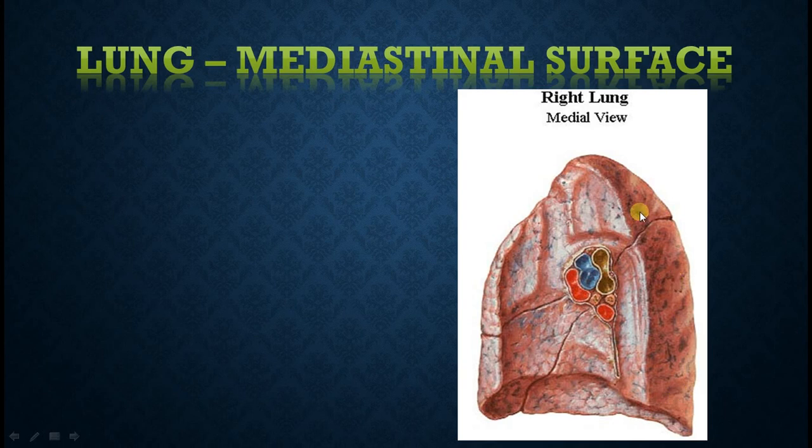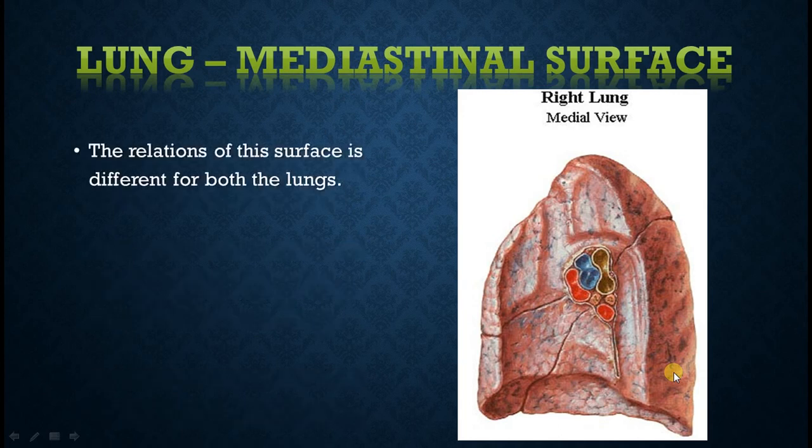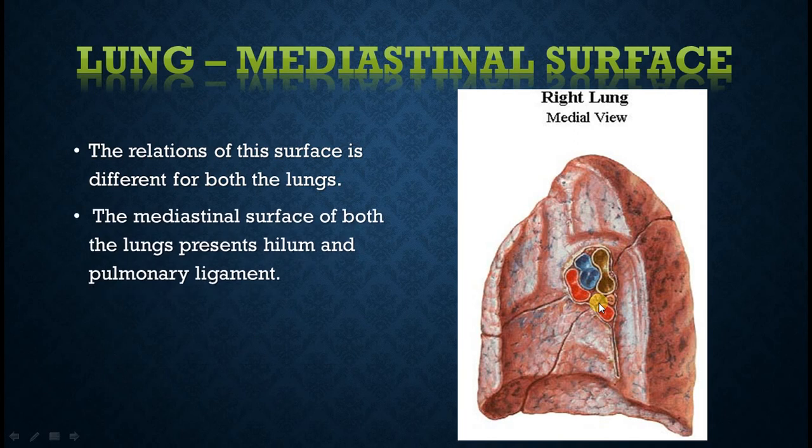The vertebral part, I told you, is related to the upper 10 thoracic vertebrae. Now we will come to the mediastinal surface. Again, the relations and the structures present here are different for the right lung and the left lung. First let us understand the structures present in the hilum. Mainly on the mediastinal surface you see the hilum and then the pulmonary ligament.